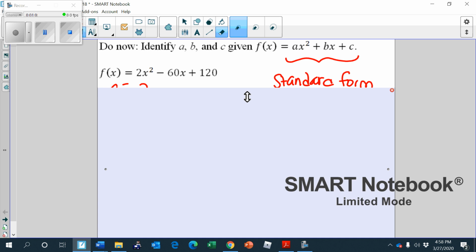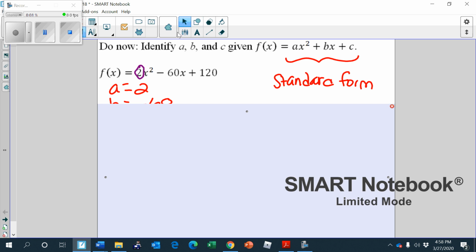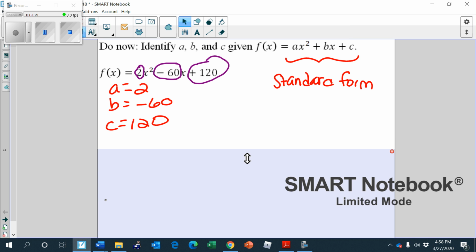So if I give you f of x equals 2x squared minus 60x plus 120, we know that the a is attached to the x squared. So in this case, a is 2. We know that the b is attached to the x. Just be careful here because that's a negative 60. And then the c is going to be our positive 120. That's all I'm asking you to do right now because that's what we're going to be doing in the next examples.